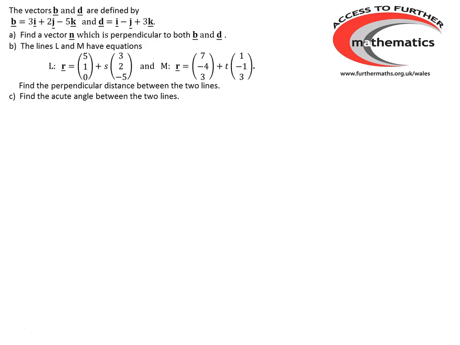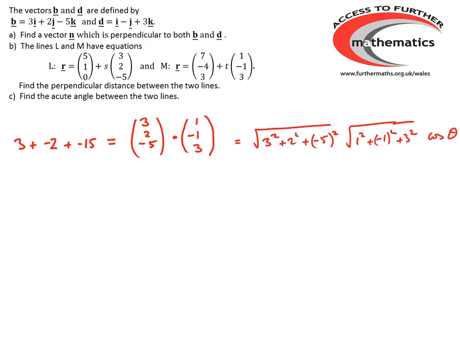Finally, we move on to part C. Find the acute angle between the two lines. We know the angle between two lines can be found using the scalar product of the two direction vectors. So the two direction vectors are (3, 2, -5) and (1, -1, 3). If we evaluate the scalar product in the normal fashion, we've got 3 add -2 add -15.